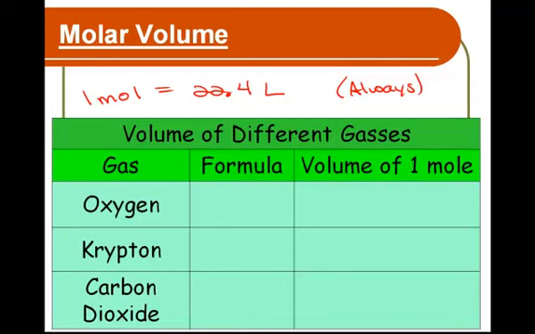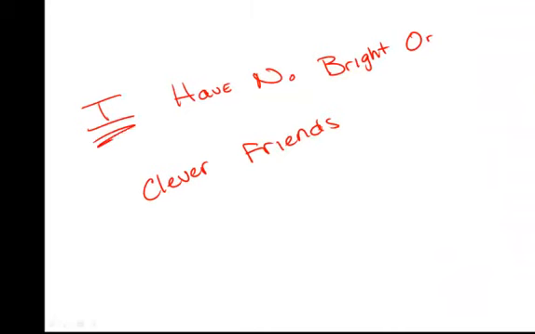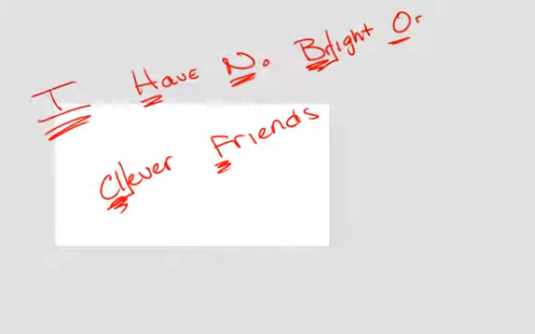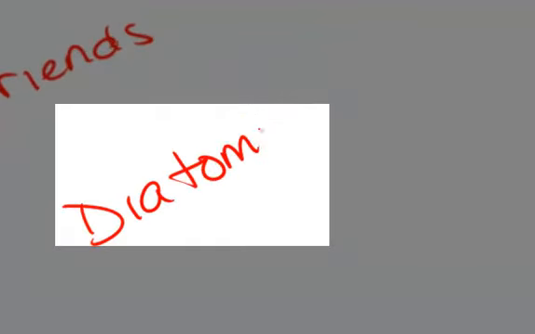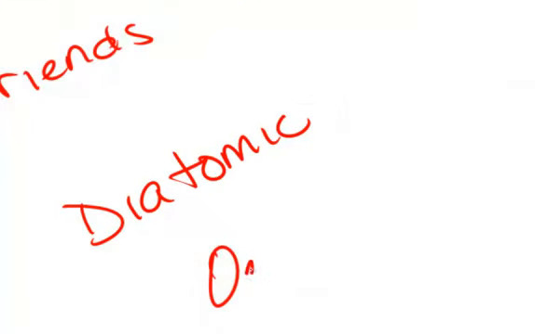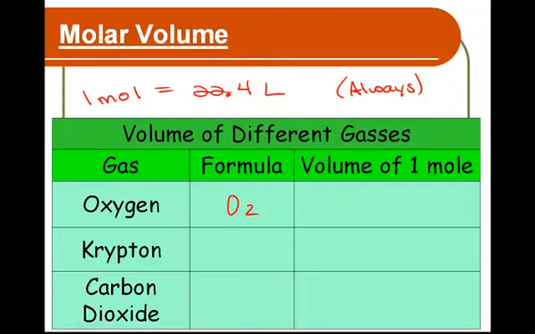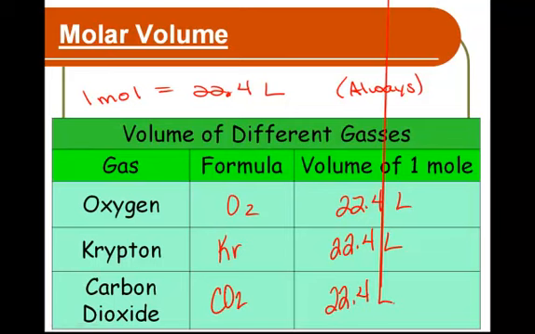If we talk about some volumes of different gases, we have oxygen. Oxygen's formula is O2. Remember, our diatomic molecules: iodine, hydrogen, nitrogen, bromine, oxygen, chlorine, and fluorine. These are our diatomic molecules. So oxygen is O2. The volume of 1 mole of oxygen gas is 22.4 liters. Krypton takes up 22.4 liters if there's 1 mole. And carbon dioxide, again, takes up 22.4 liters. So let's practice.